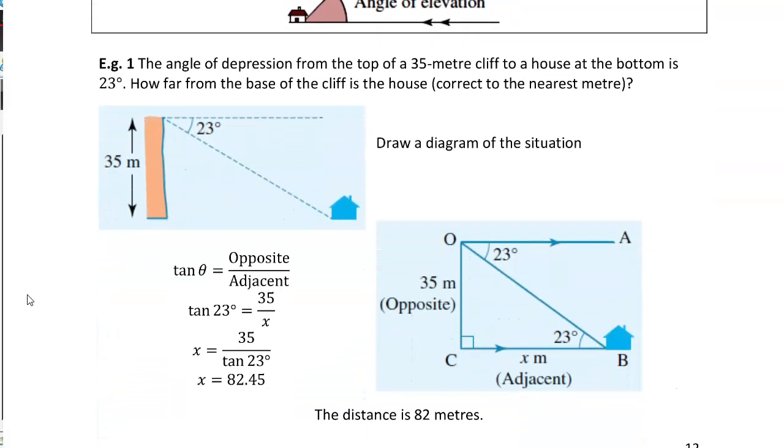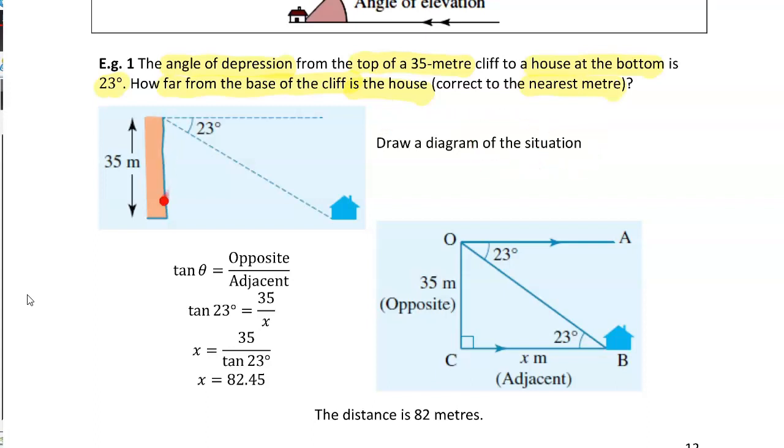So, the angle of depression from the top of a 35-metre cliff to a house at the bottom, we always get these cliffs in angles of depression and elevation, is 23 degrees. How far from the base of the cliff, base means bottom of the cliff, is the house, correct to the nearest metre? So we always draw a diagram of the situation.